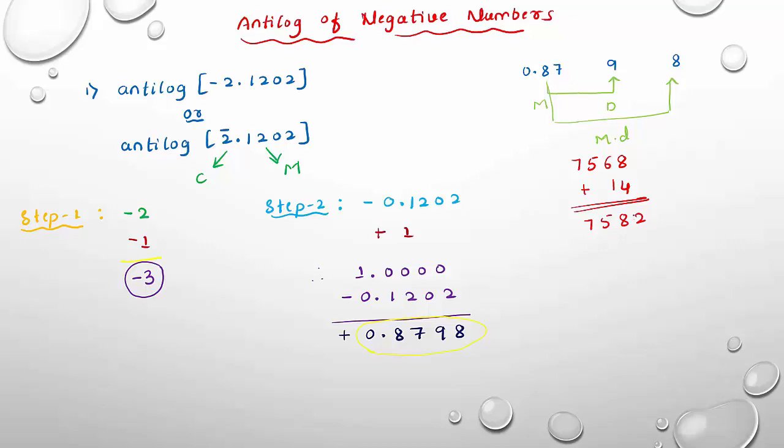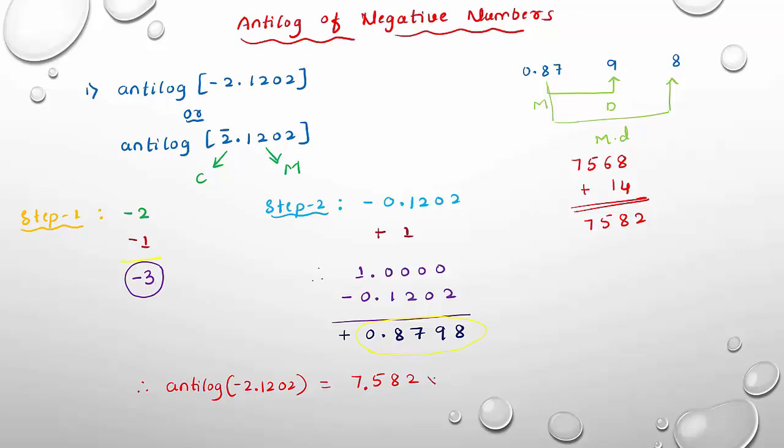Now we have to write the final answer. How to write the final answer, you can observe here. Anti-log of -2.1202 is equal to, first I am going to write the value of mantissa. How much we got? 7582. So here we have to write the decimal point after one digit: 7.582.